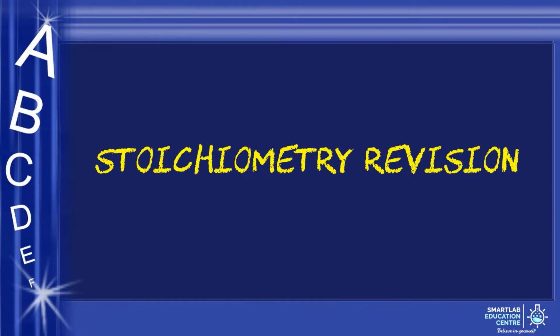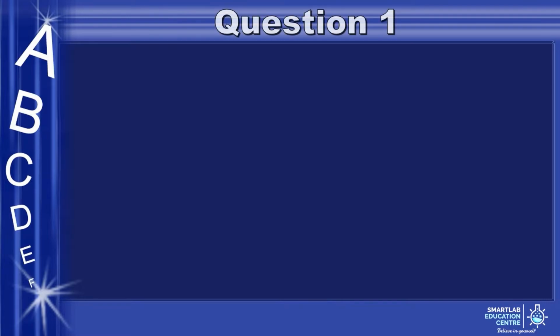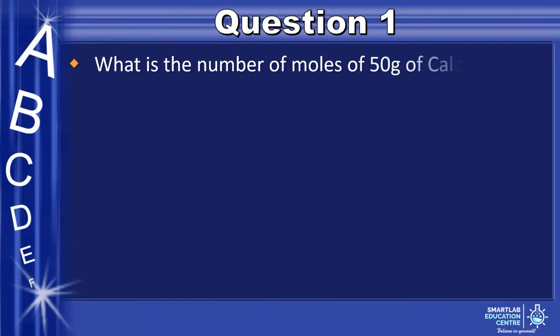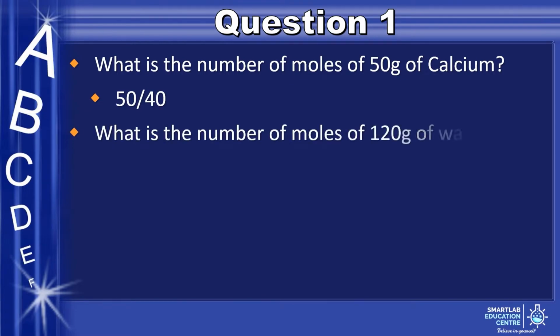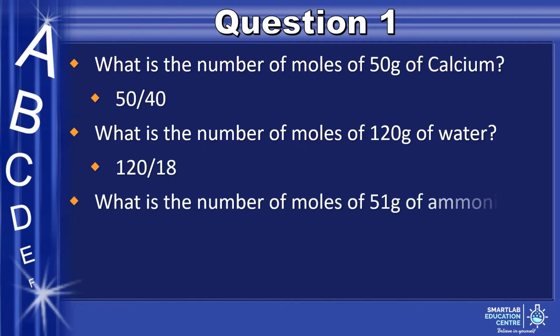Stoichiometry Revision. The first question is what is the number of moles of 50 g of calcium? The answer is 50/40. Next, what is the number of moles of 120 g of water? The answer is 120/18. Lastly, what is the number of moles of 51 g of ammonia gas? The answer is 51/17.